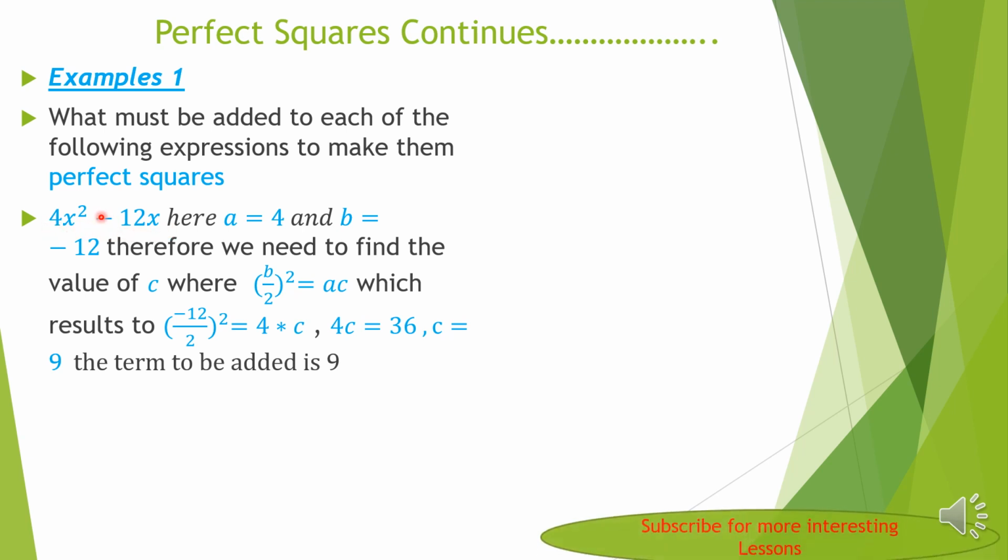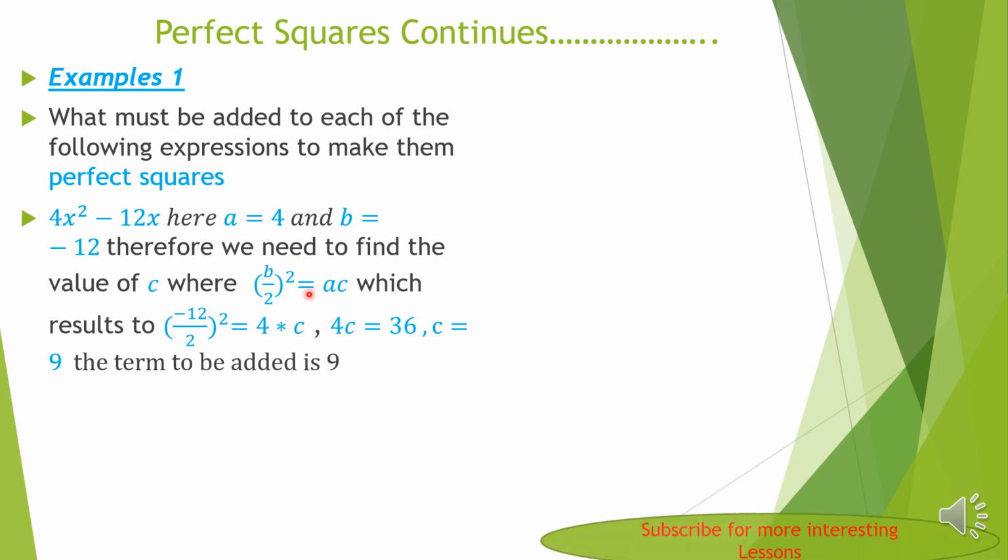Now realize from this expression that part C is missing. But here, notice that A is 4, that is the coefficient of x squared, and B, which is the coefficient of x, is negative 12. Therefore, we need to find the value of C. And from this expression, B over 2 squared equals AC, we can substitute the values of A and B, and then make C the subject and calculate its value.